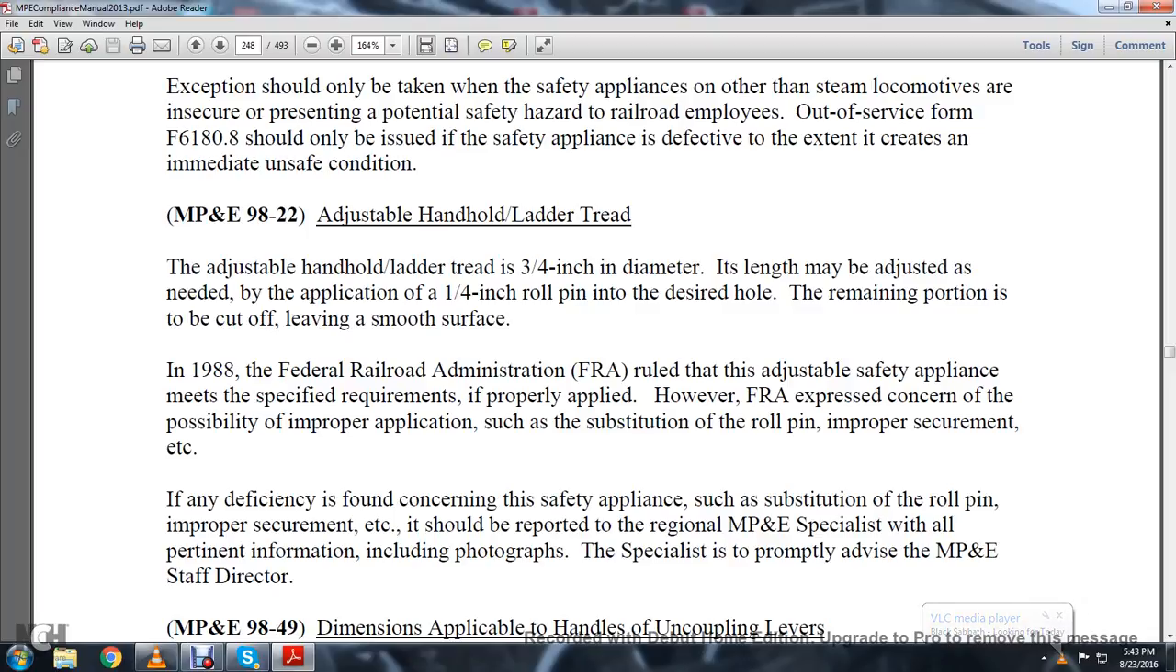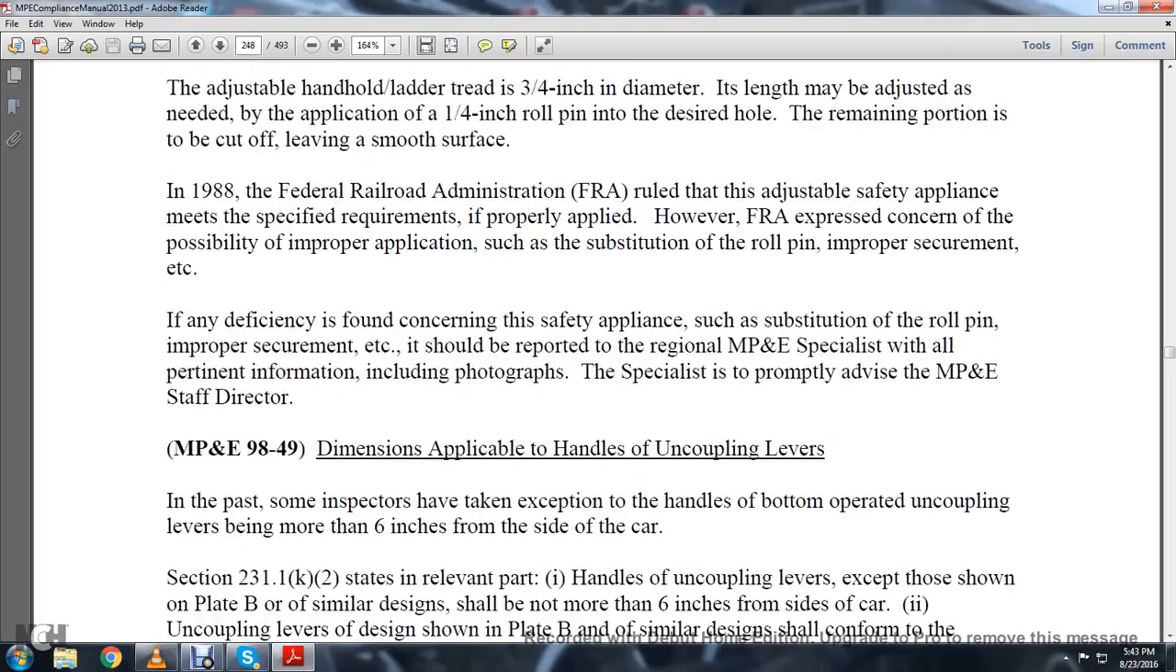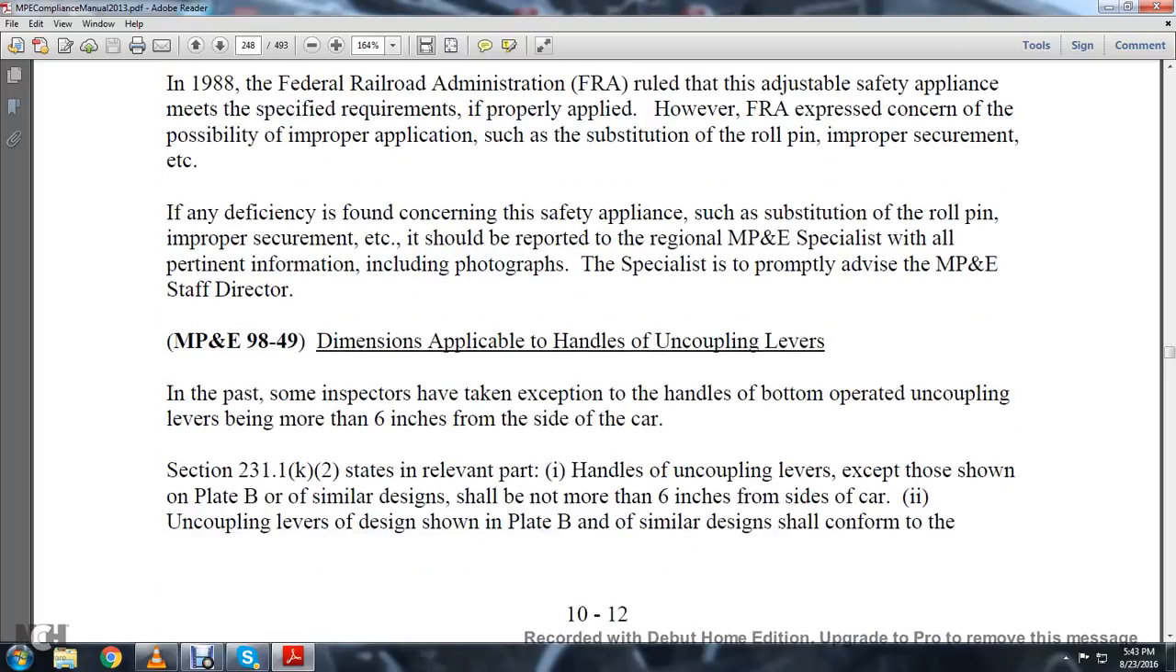However, the FRA expressed concern about the possibility of improper application, such as substitution of the roll pin and improper securement. If any deficiencies are found in the safety appliance, such as a substituted roll pin or improper securement, they should be reported to the regional motive power and equipment specialist with all the pertinent information, including photographs. The specialist is to promptly advise the motive power and equipment safety staff director.